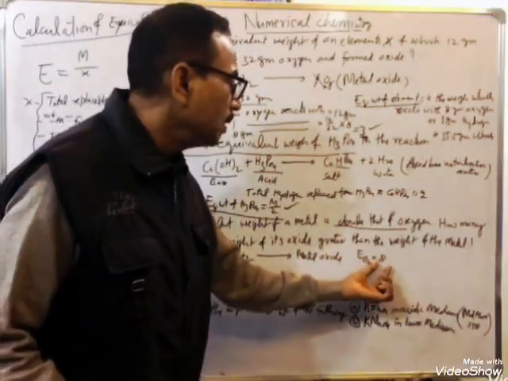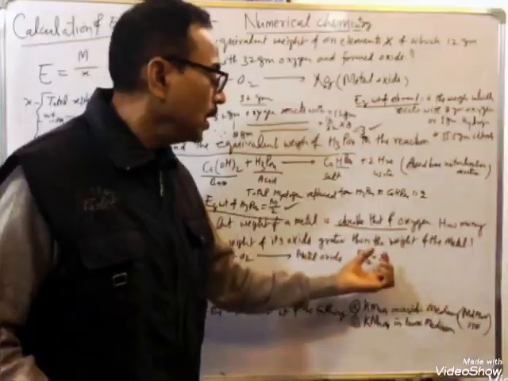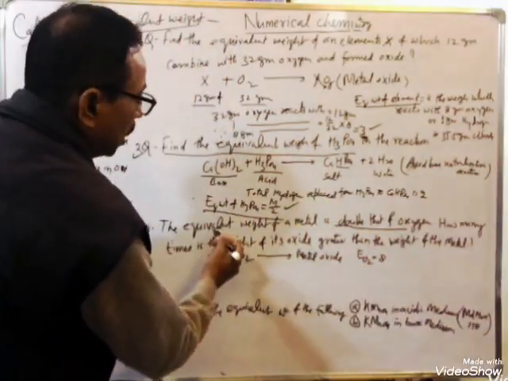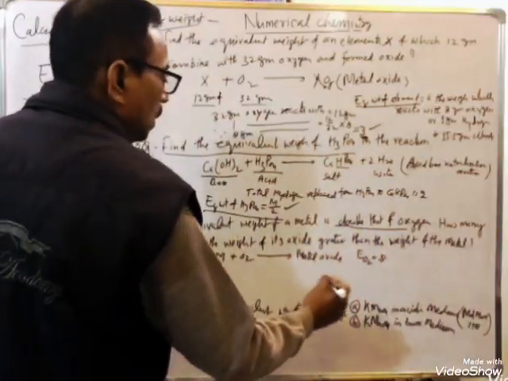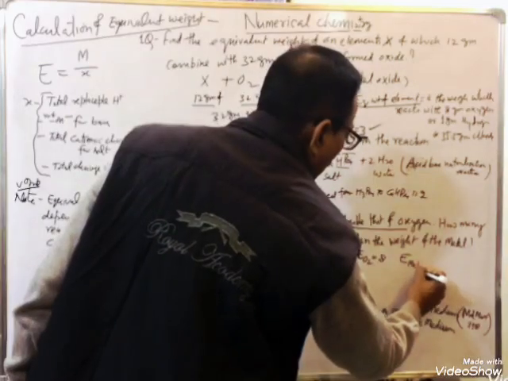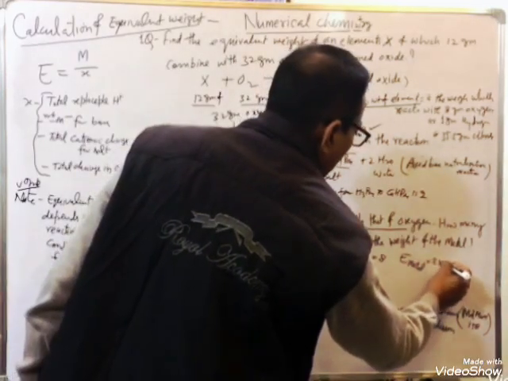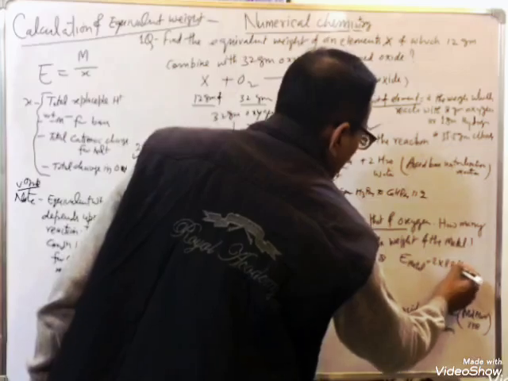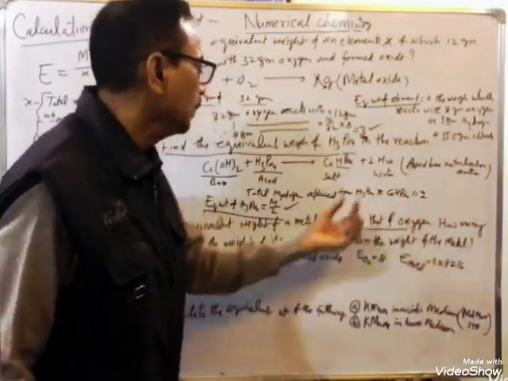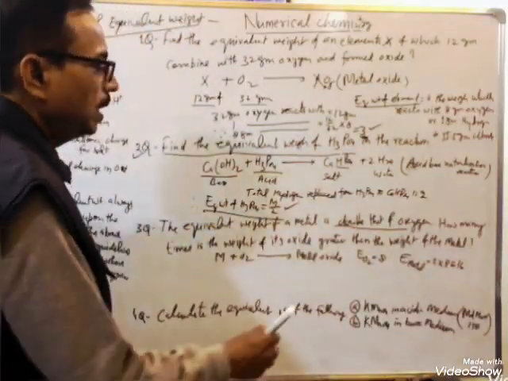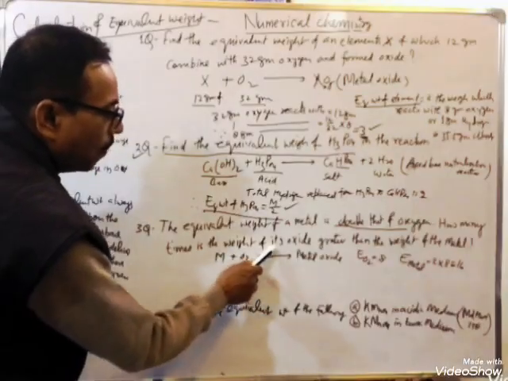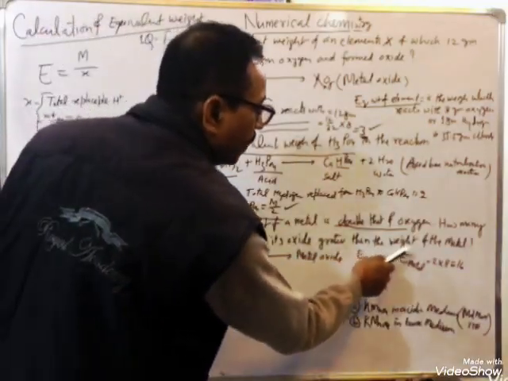It means 8 parts react with the other, that is the equivalent weight. So the equivalent weight of oxygen is 8, and here the equivalent weight of the metal is given as double. It means 2 into 8, that is 16. So the equivalent weight of the metal is 16, double that of oxygen. This is the first line. Then the question is how many times is the weight of its oxide greater than the weight of the metal?